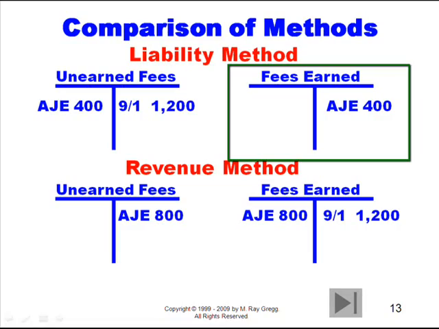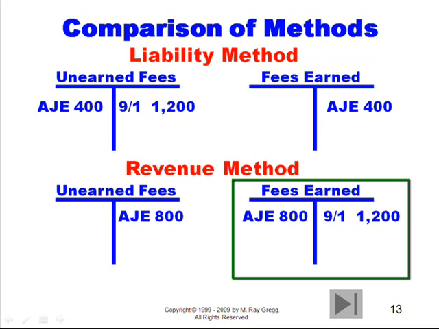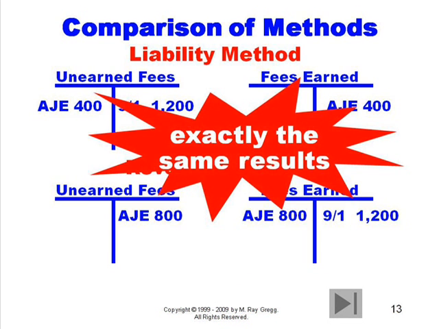Help me with the account balances for fees earned. Under the liability method, fees earned's balance is 400 credit. Under the revenue method, fees earned has a balance of 1,200 credit minus 800 debit, or 400 credit. Both methods accomplish exactly the same results. Doesn't matter which method we use. We need to pick a method and consistently follow it all during this year and from one year to the next. But either method will help us accomplish the right thing if we know what we're doing.